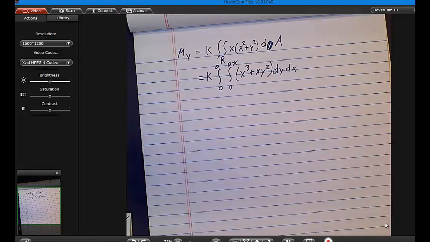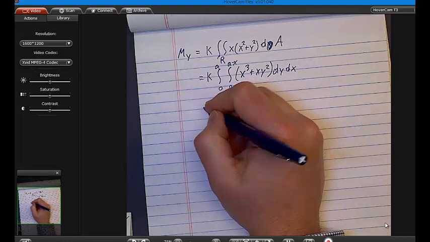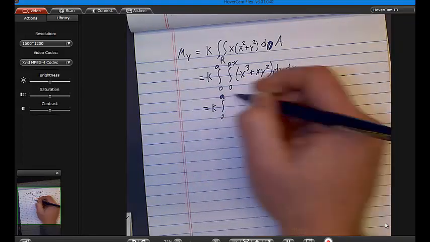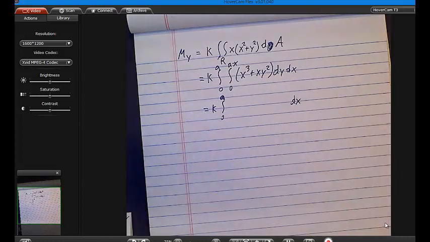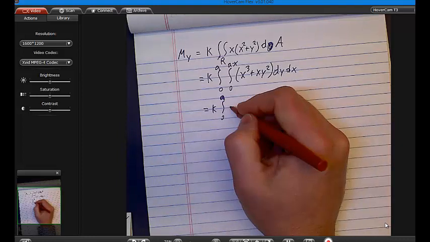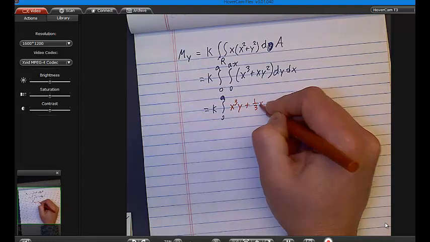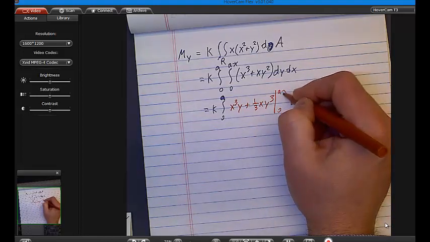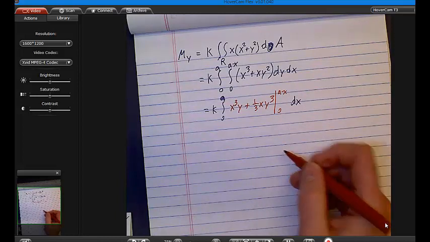All right, so now we integrate at least the first piece. So I'll write the other one down. We have integral 0 to a, dx stays there. And now we go x cubed y plus 1/3 xy cubed from 0 to a minus x. Actually, yeah, well, let's do it. I'm already doing it.